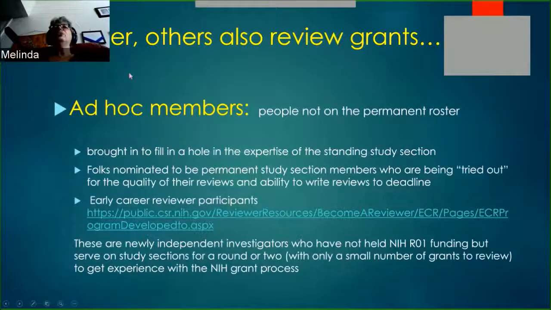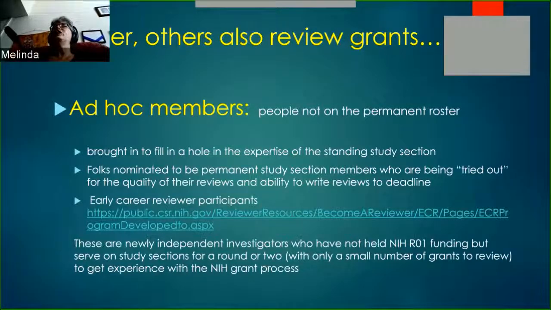Now, the thing to understand, though, is that it's not just permanent study section members who could be reviewing your grants. It's also ad hoc members. And these are people who are not on the permanent roster. Now, ad hoc members are there for 3 different reasons. One is that they can be brought in to fill a hole in the expertise of the standing study section.